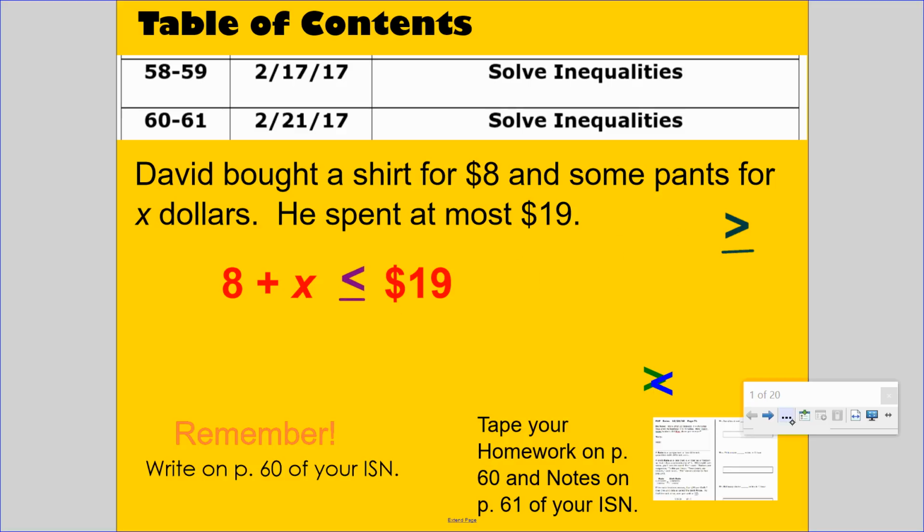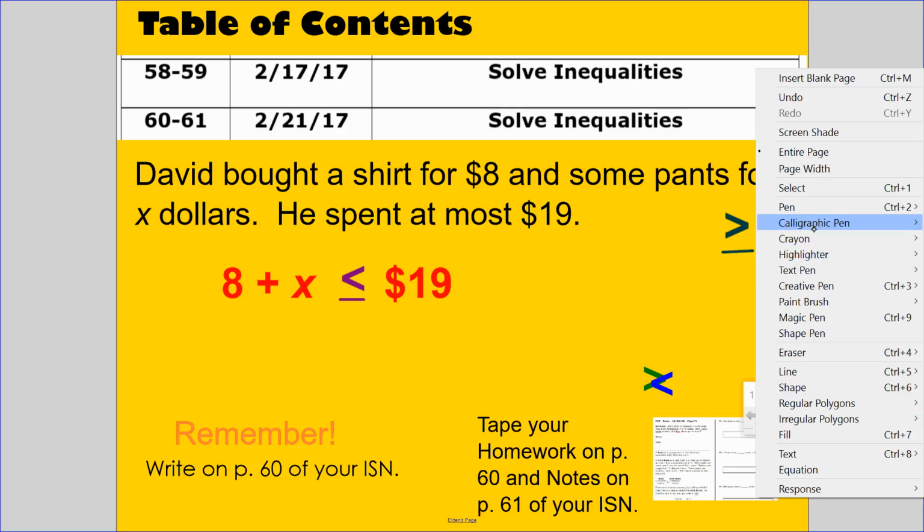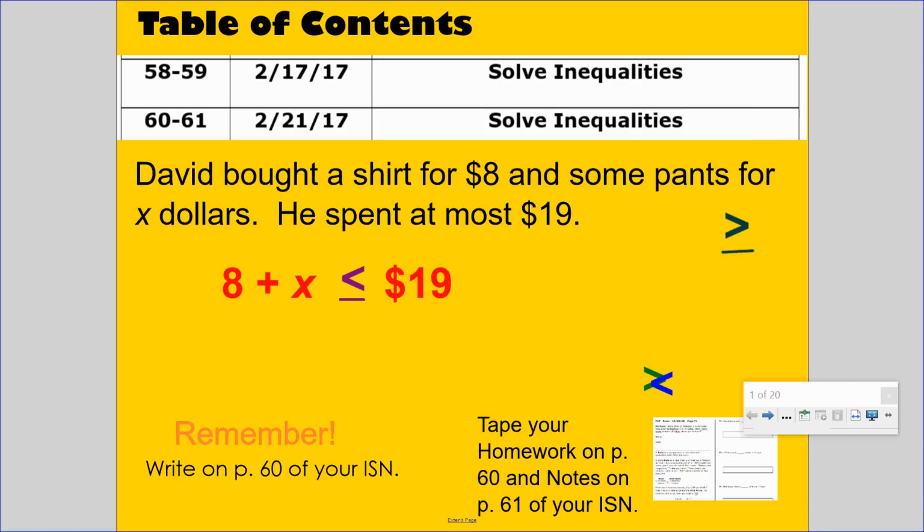In case you are wondering why I chose that one, I do have some students who look at this and get confused. This side is less than this side, so 8 plus x is less than or equal to $19. And if you solve this, which we will solve in our subsequent slides, you will know the most he can spend on pants. So let's solve this. We're solving for x.